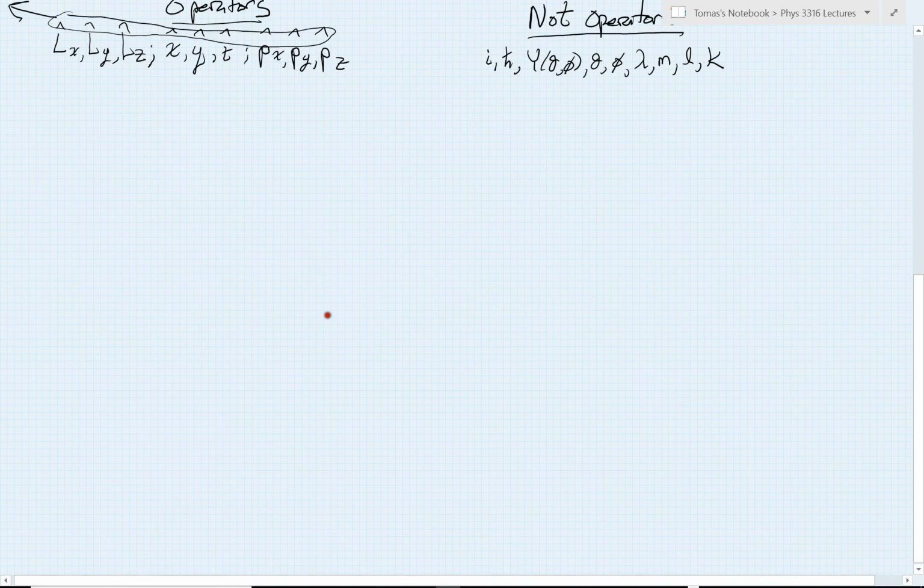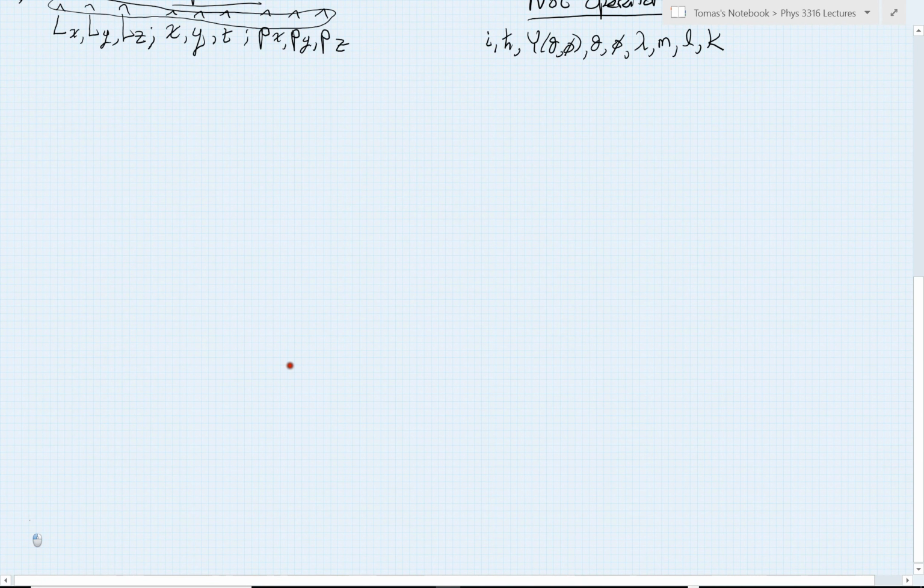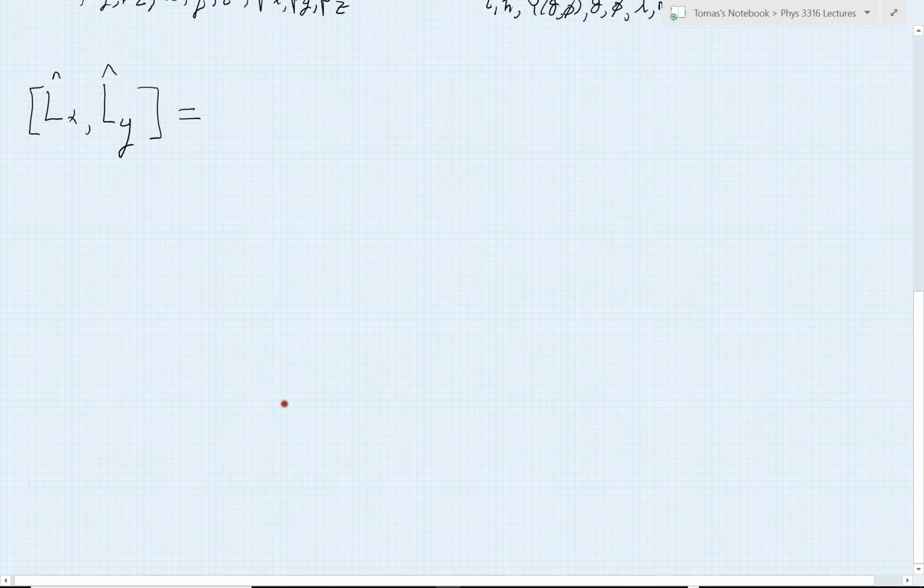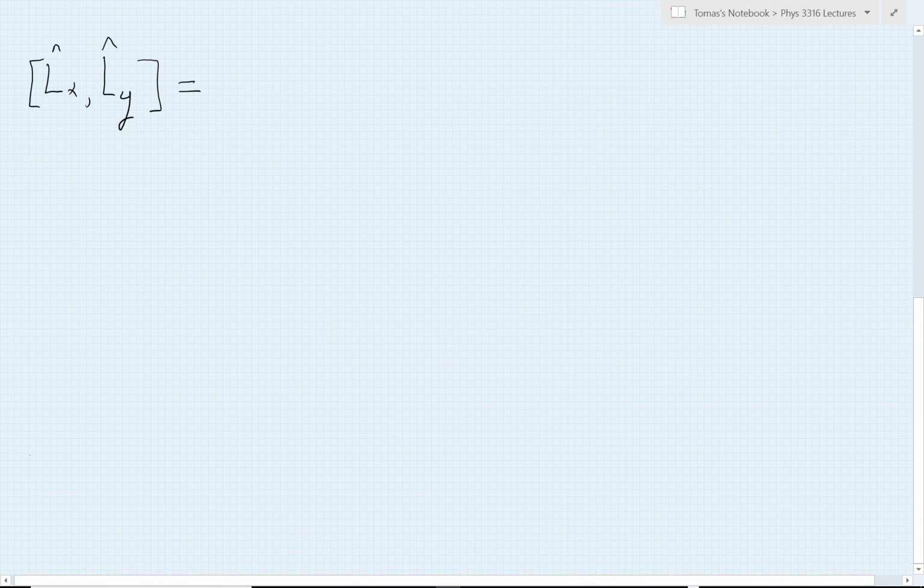So let's begin then with our computation of the commutator Lx commuted with Ly. And remember, these are all operators, so we won't be writing any more operator hats. Those are the last operator hats I'll be writing down. Now, in order to compute these, we of course need to know the definitions of these operators.